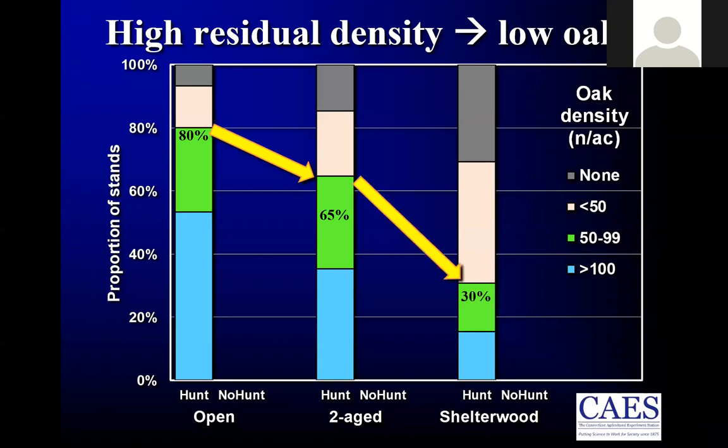One of the interesting things is that in shelterwood stands, only about 30% of those stands had at least 50 oaks per acre. But then recall again, I said that the open stands always had a shelterwood before they're open. So how much of this was from oak stump sprouts that allowed for the increased percentage? I can't say.